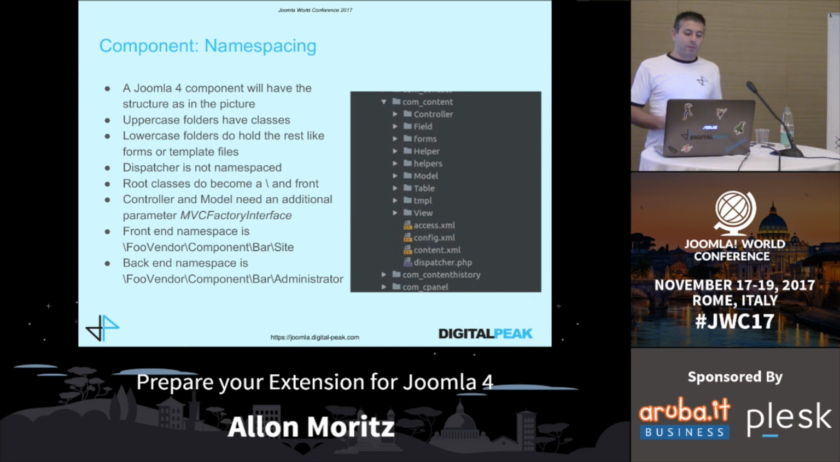We distinguish between front end and back end. So there is a namespace part for the extension for the front end, another one for the back end. In Joomla 4, we have the standard that the first part of your namespace is the vendor name. Then the type of extension, then the extension name, and where it is, if it's on site or administrator. So for example, the vendor for Joomla extensions is Joomla, then you have component, content, site, and then like model articles.